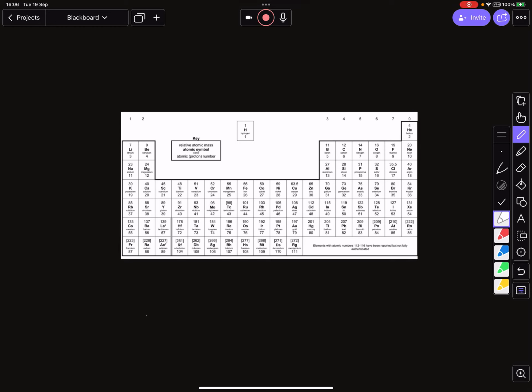Okay, so this is for my fourth year. So this is a little introduction to the periodic table, and it is going to be the beginning of how we do some formulas from names. So what are the things that you have to know?